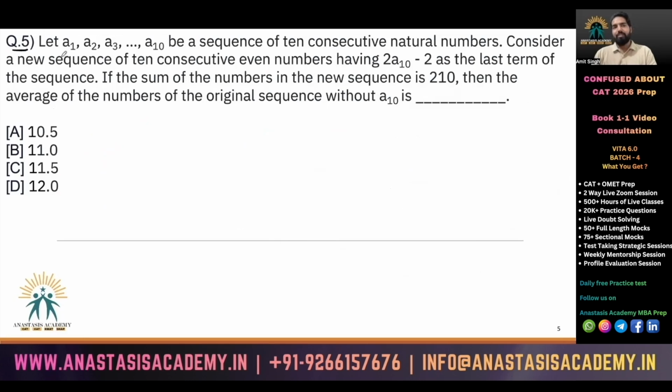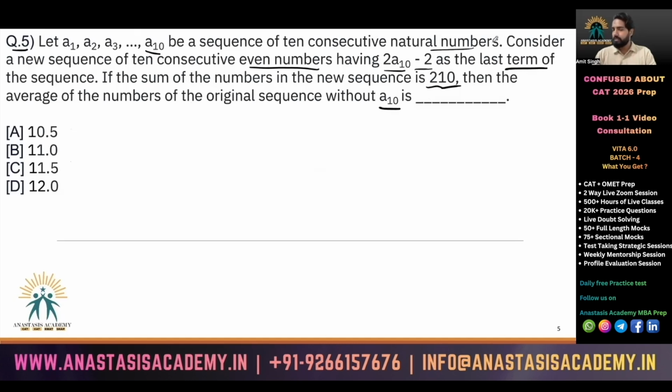Let's do this question now. Let A1, A2, A3, up to A10 be a sequence of 10 consecutive natural numbers. Consider a new sequence of 10 consecutive even numbers having 2a10 minus 2 as the last term of the sequence. If the sum of numbers in the new sequence is 210, then the average of numbers of the original sequence without a10 is.